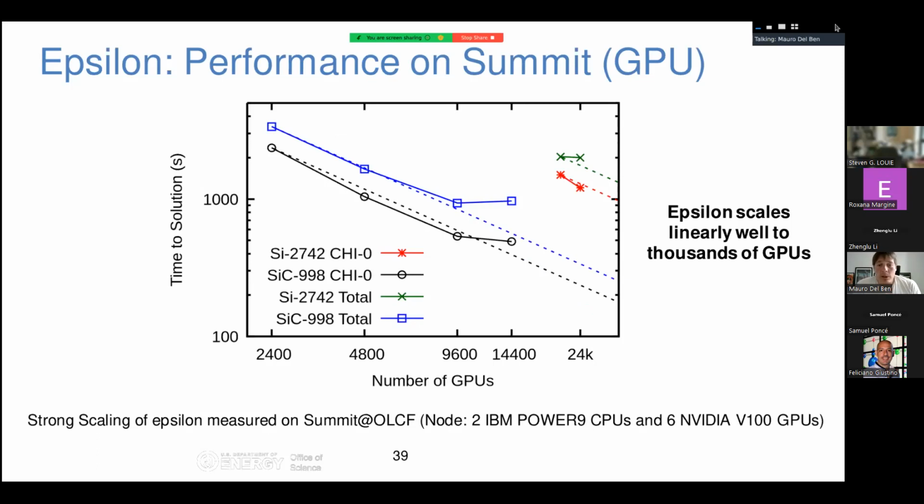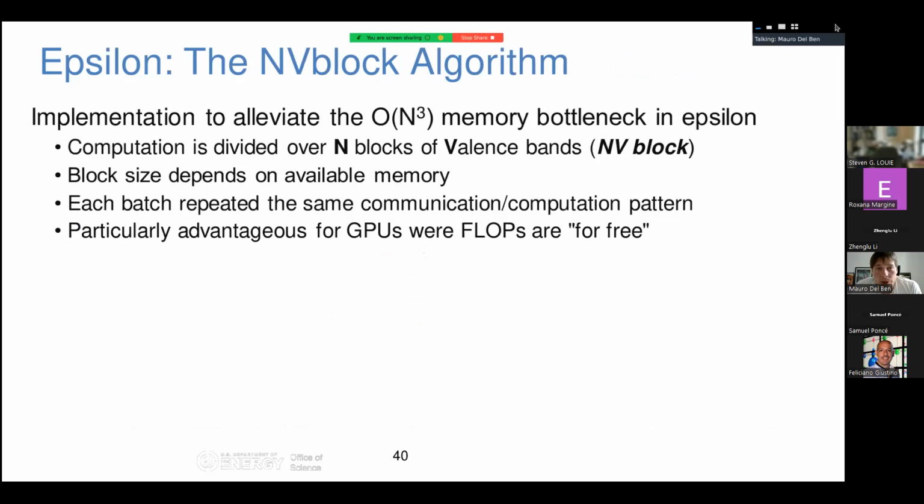The main problem was the memory. We have N^4 flops. The flops became free, and now we are stuck with this N cubed memory scaling, such that, for example, in order to handle this 1,000 atom system a few years ago, we needed at least 2,400 GPUs. So we have implemented a new version of the algorithm, which we call the MV block algorithm, which stands for blocking the valence band computation in the evaluation of the polarizability.